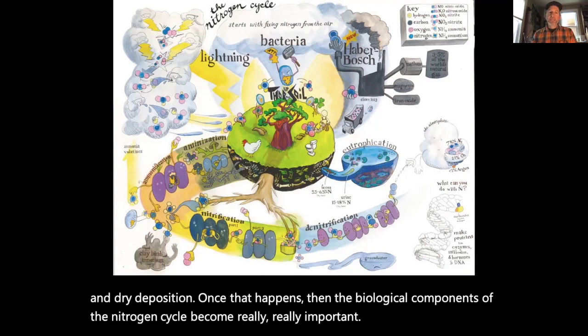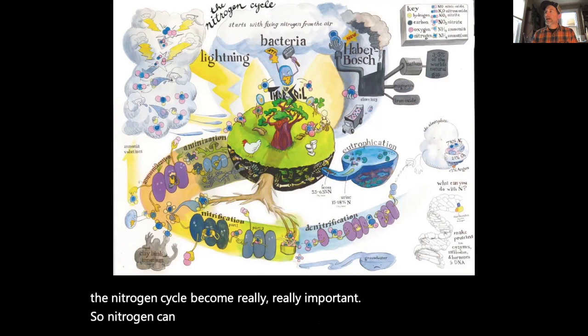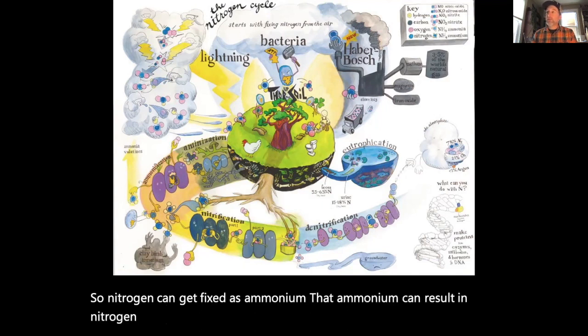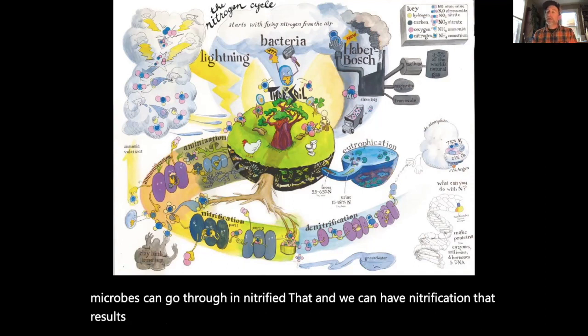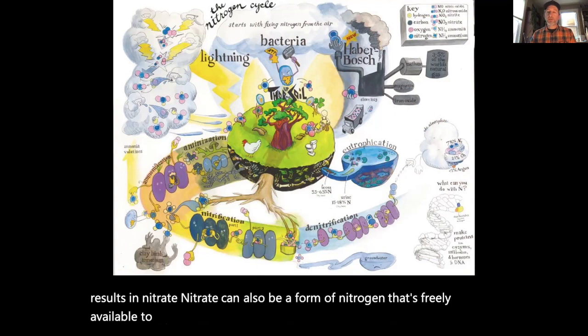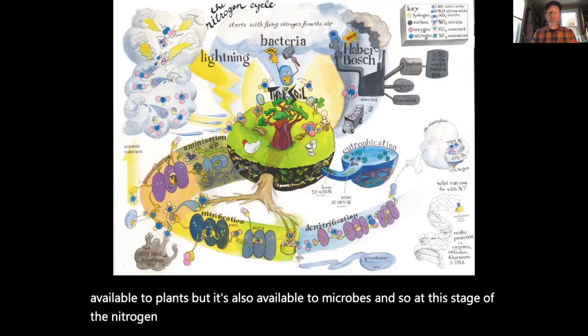So nitrogen can get fixed as ammonium. That ammonium can result in nitrogen that's available to plants in a form that's available to plants, or microbes can go through and nitrify that, and we can have nitrification that results in nitrate. Nitrate can also be a form of nitrogen that's freely available to plants, but it's also available to microbes. And so at this stage of the nitrogen cycle, plant interactions with microbes are really important.